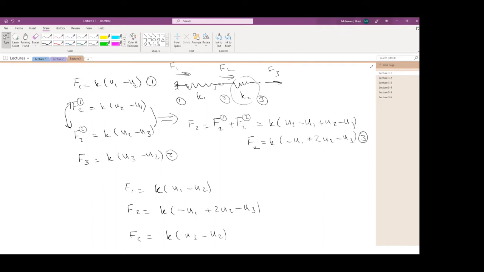And Singh is asking F1,2 and F2,1. What do you mean with F1,2? Do you mean F2 from the first spring and F2 from the second spring? I don't know what you mean with F1,2 or 2,1.